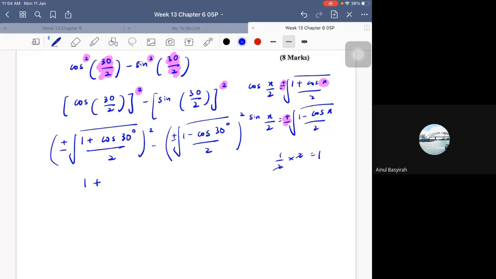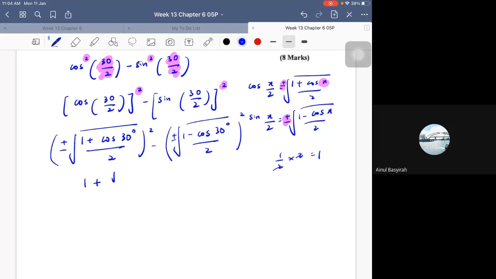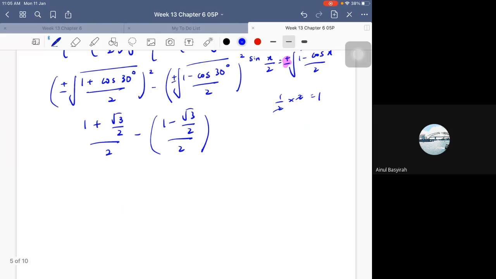So kita ganti siap-siap lah cos 30 degree. Cos 30 degree is going to be square root 3 over 2. This is going to be square root 3 over 2 over 2. Yang ni akan jadi tolak. So ni akan jadi 1 tolak square root 3 per 2 per 2. So thank you for that. I really did notice that.